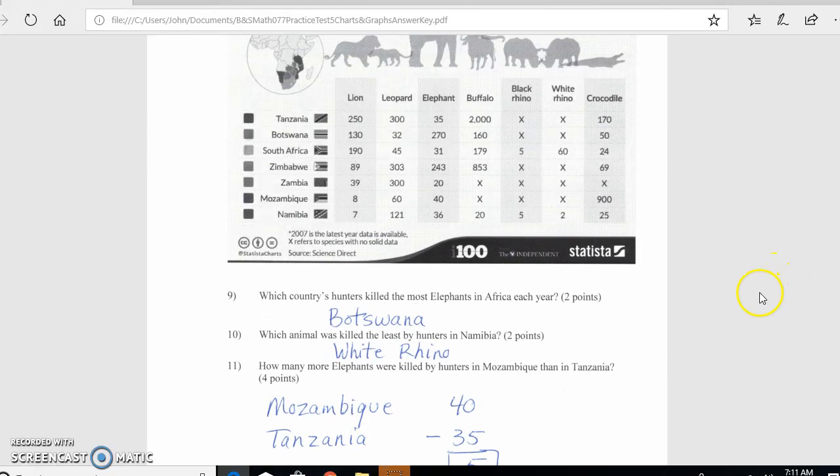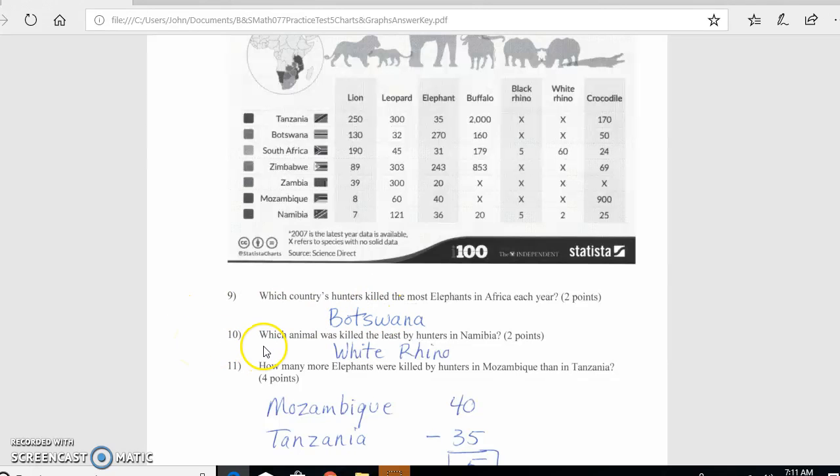And question number 9 says, which countries' hunters killed more elephants in Africa each year? So we want to look at the column for elephants and see which country killed the most. And we find it right here. It is Botswana, 270. Botswana is our answer.